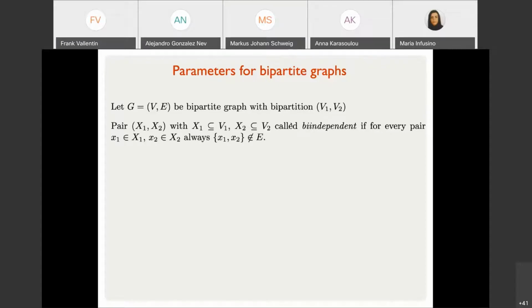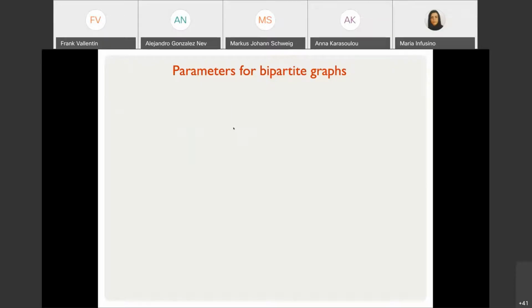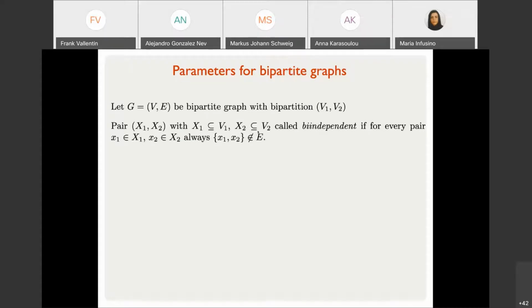So now without video, let's look at bi-independent sets. These are similar to independent sets, but it's a notion geared for bipartite graphs. So what's a bi-independent set? It's a pair X1, X2, where X1 is a subset of the left bipartition V1, and X2 is a subset of the right bipartition V2. And then this pair is called bi-independent if I never have an edge between a vertex in X1 and a vertex in X2.